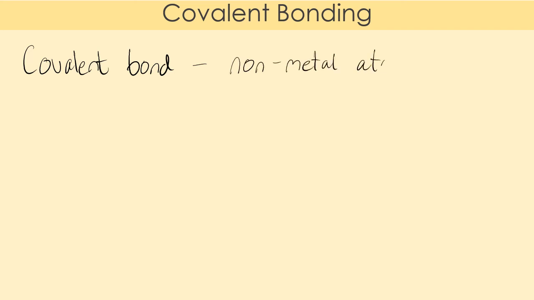So you're now ready to have a go at the questions. So key things to remember: a covalent bond is between non-metal atoms. They will share electrons, or share pairs of electrons. Each one wants to get a full shell.